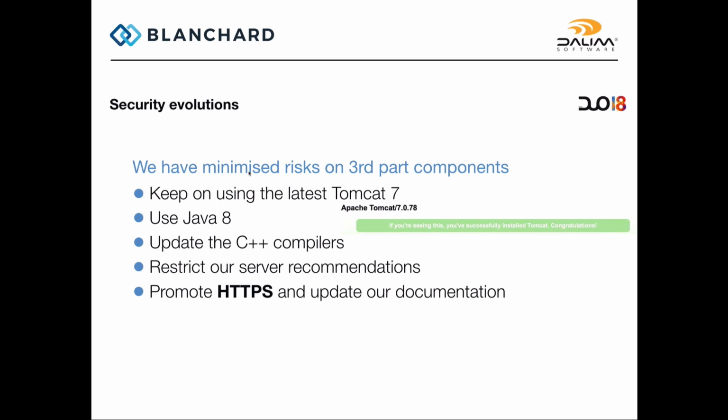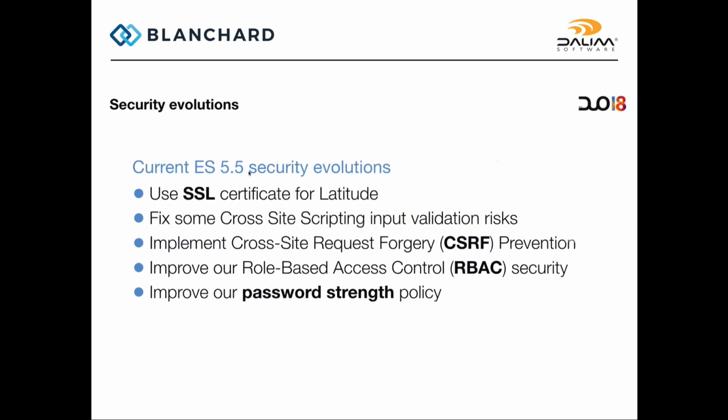So what you're seeing is just keeping up with the latest Tomcats, using Java 8, restricting their server recommendations, and they're definitely promoting the use of HTTPS in the documentation. So they're keeping the documentation up to date on the best ways to secure your ES. They're now using SSL certificates for Latitude. Before, Latitude didn't use those, but now it should be a correct SSL certificate for it.